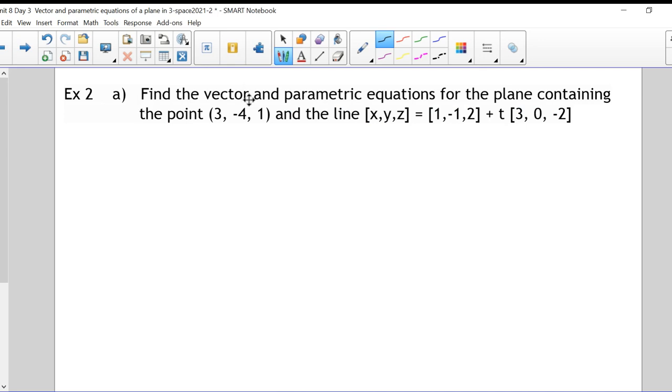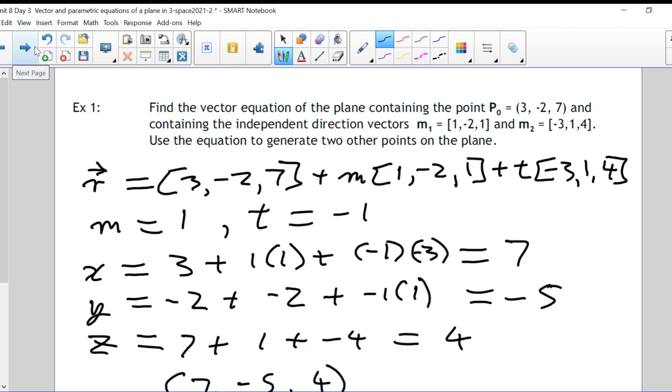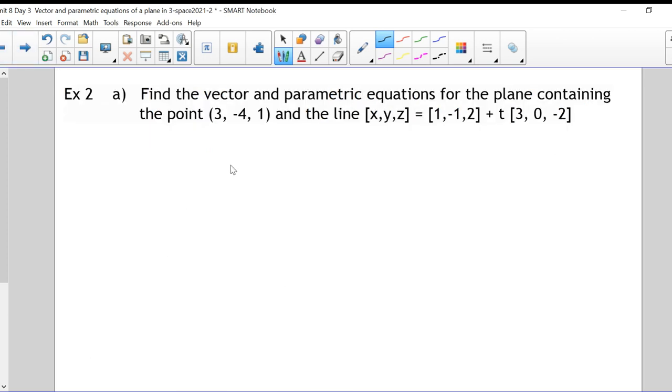Here's the second one. Find a vector and parametric. Oh, did it ask for parametric, by the way? Oh, just ask for vector equation. So vector equations for the plane containing the points, and they give us that point and the line. So they give us a line this time, and the line is just simply this. So all the equations of planes have 1 point and 2 direction vectors. That's right, Zia, that's exactly right. So let's get back to this question now. Thank you for asking that, by the way. That's a good question to clarify.